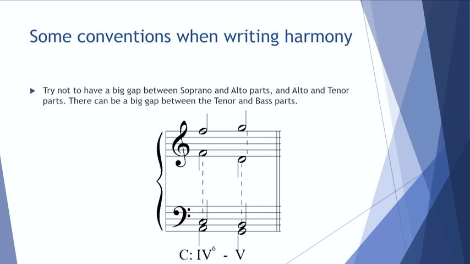Then look at the second chord. You'll see the same sort of thing happens there, where we've got a very big gap greater than an octave between the alto and the tenor, and also between the soprano and the alto. We try to avoid that. There mustn't be gaps bigger than an octave between the soprano and the alto, or between the alto and the tenor.